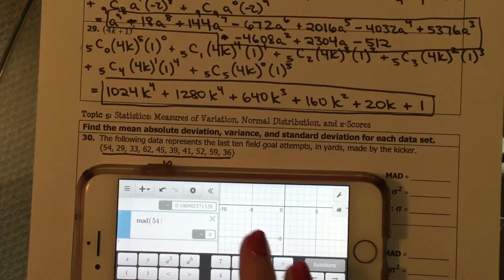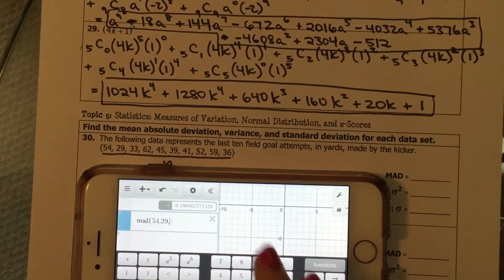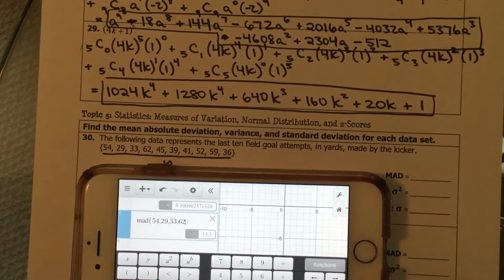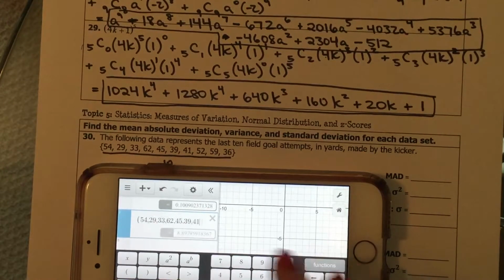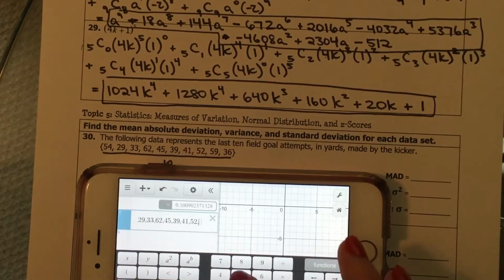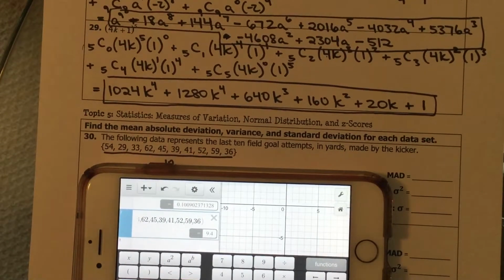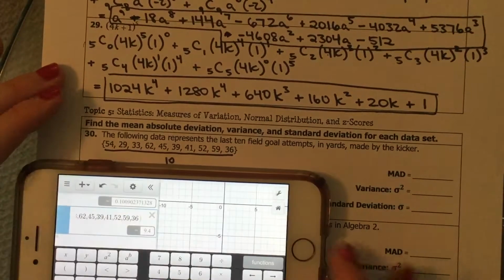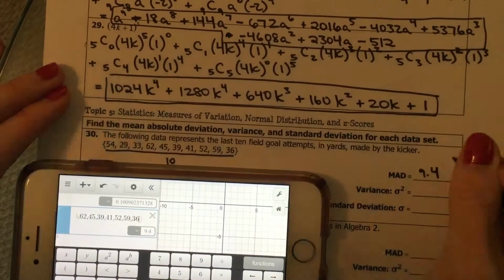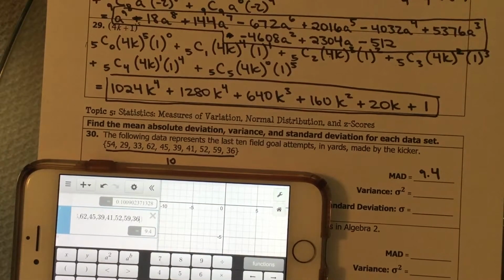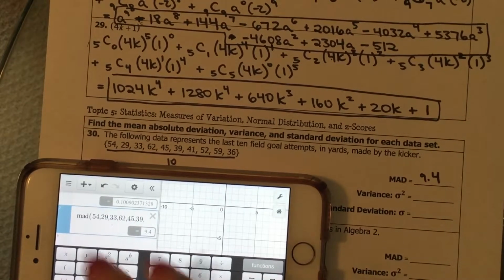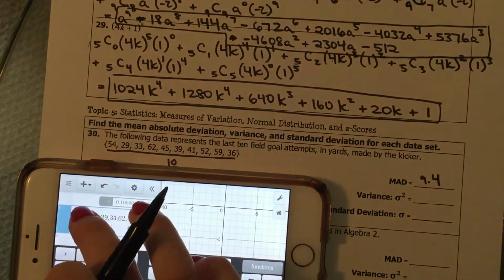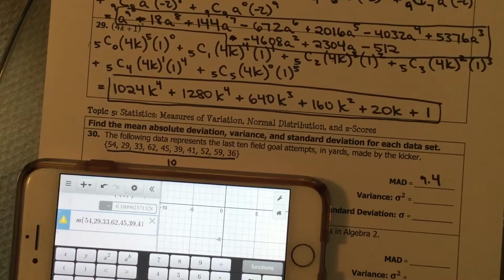So we have 54, 29, 33, 62, 45, 39, 41, 52, 59, and 36. Okay, so that ends up being 9.4. Remember what that's doing is it's taking the average distance from the mean, and then just dividing that by the number. So it takes each one's distance from the mean and then divides the whole thing by 10. So speaking of which, let's get the actual mean so we can have that written down.